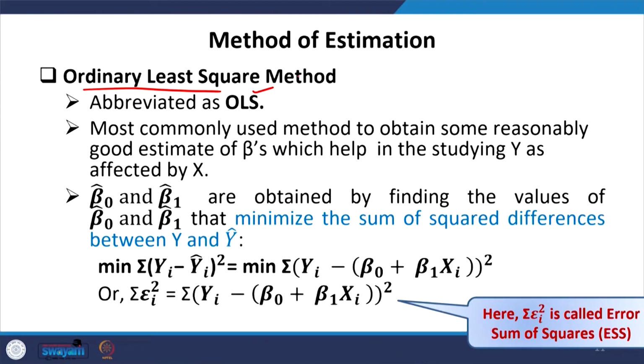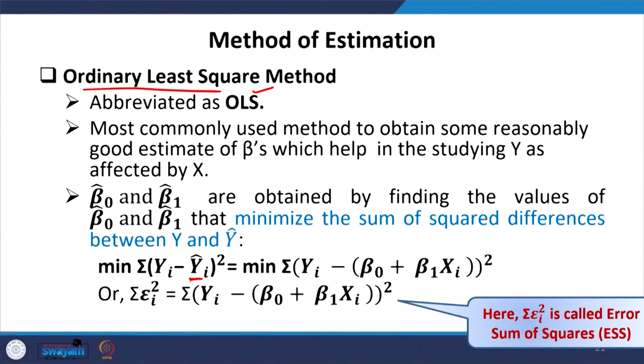Now coming to the method of estimation. There are different methods of estimation, and sometimes maximum likelihood estimation is used as well, but here we are explaining the ordinary least squares method, OLS. OLS is used frequently by researchers. As I already said, it is the most commonly used method, and estimated values are represented with a hat, beta naught hat or beta 1 hat.